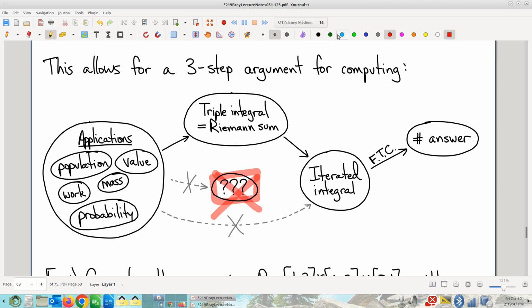What we're going to do instead is turn application questions into triple integrals, recognize that triple integrals can be computed with iterated integrals, and then compute the corresponding iterated integrals. The same three-step process we did before. It's really, really similar, just 3 instead of 2. Okay, so let's see that in action.